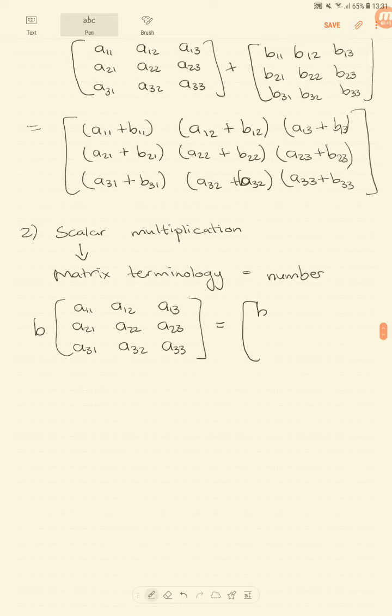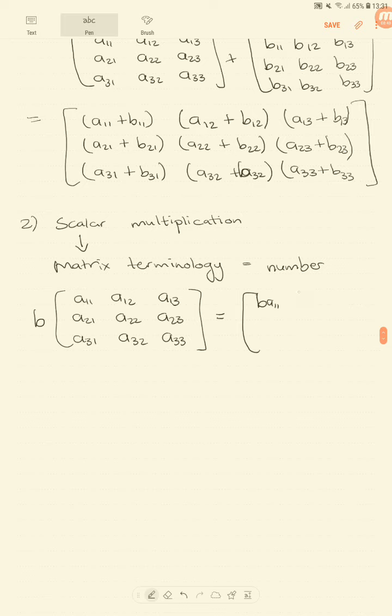So what you end up with is bA11, bA12, bA13. Second row, bA21, bA22, bA23. Final row, bA31, bA32, bA33.